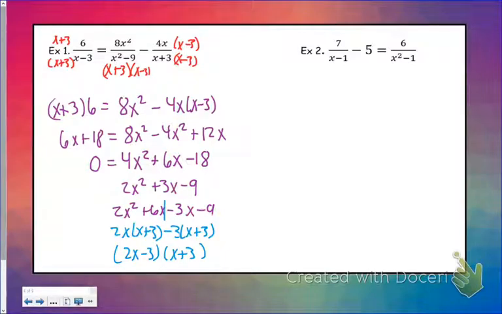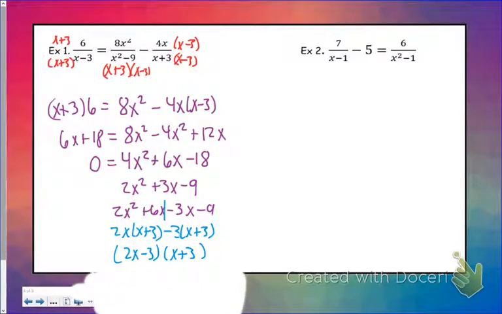Now on this one though, we need to find our answers, okay? We're not just solving for factors, we're trying to actually find our solutions. So the solutions from those factors would be x equals 3 over 2 and x equals negative 3.